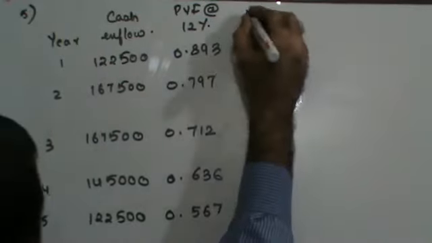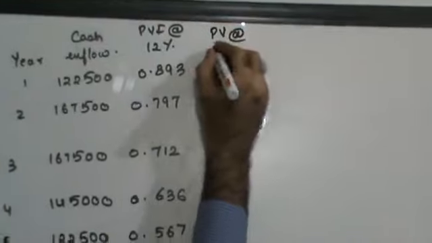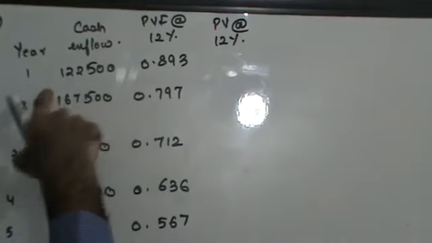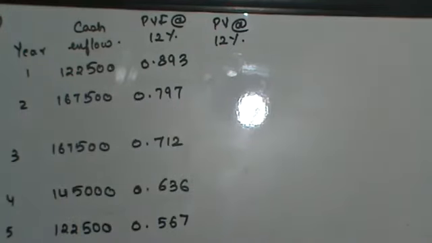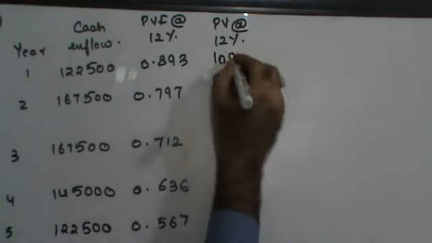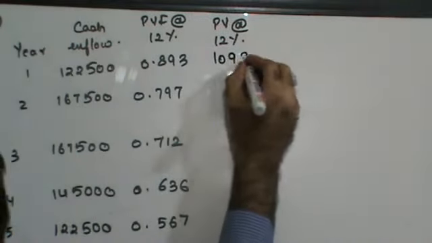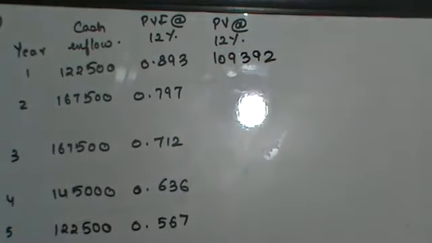So now you can find out your present value at the rate of 12%. How do you do that? Cash inflow multiplied by present value factor. So 1,22,500 multiplied by 0.893 will give you 1,09,392. You will get a decimal, let the decimal be. Right?